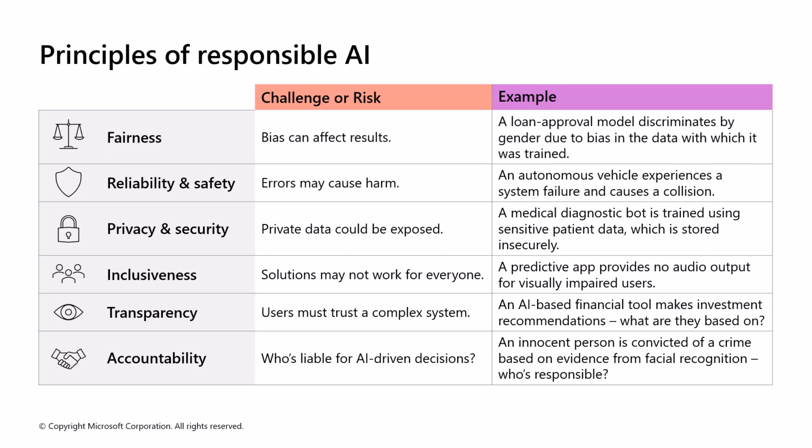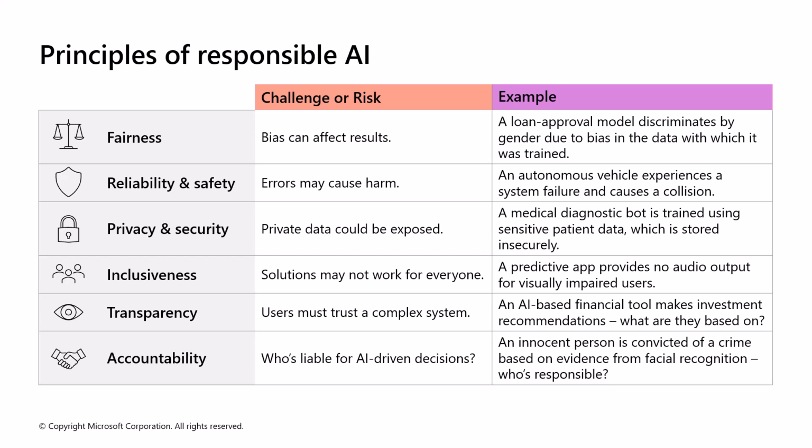Now, if you have a predictive app that provides no audio output, for example, for people that are visually impaired, that's an example of not including everyone, because when you're building solutions, it must include everybody. So for inclusiveness, you must ensure that the solution works for everybody.